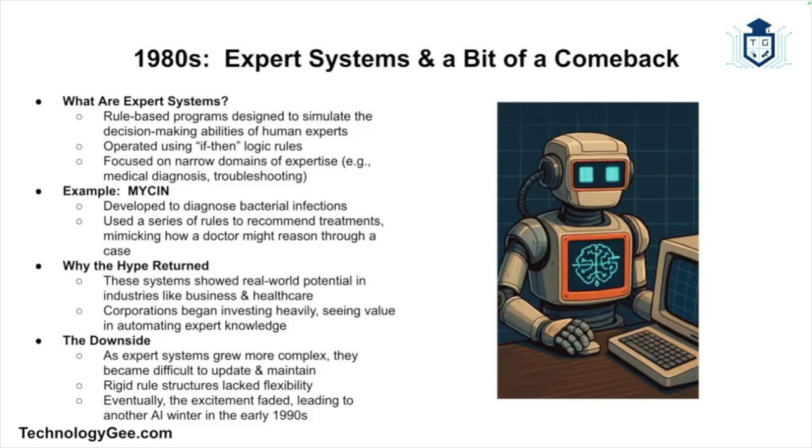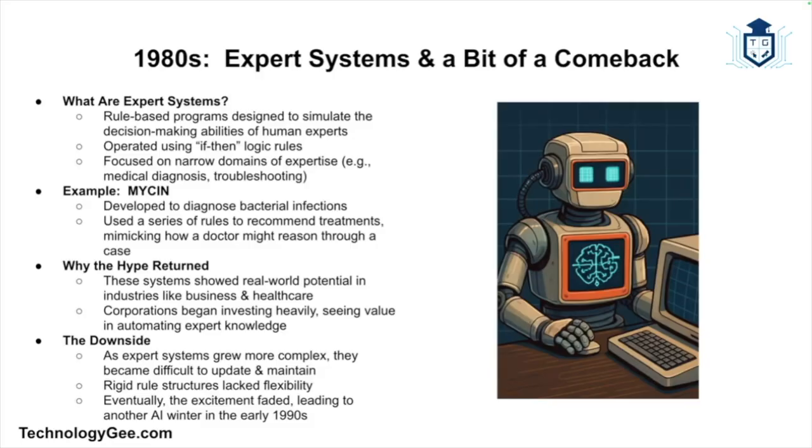All right, so moving forward to the 1980s, AI had bounced back thanks to something called expert systems. So what is an expert system? Well, these were rule-based programs designed to mimic the decision-making of human experts. An example is MYCIN, which was created to diagnose bacterial infections. It used if-then rules to simulate how a doctor might think. Now, why exactly was there a comeback? Well, these systems had real-world use in business and healthcare, and corporations saw the value and started investing. But it didn't last forever. As the systems grew, they became hard to maintain and the magic faded again.